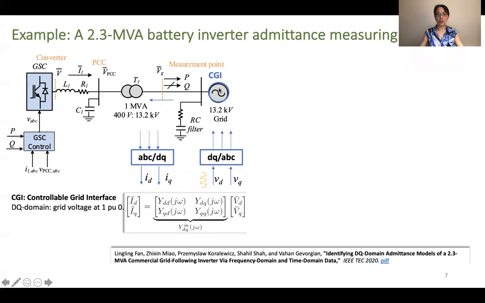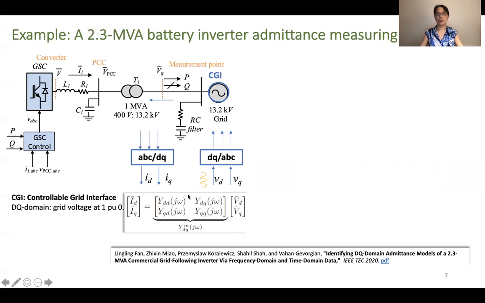For three-phase voltage, we usually use DQ to ABC, and for current, also ABC to DQ. Essentially, you can see the voltage and current are expressed by a matrix relationship. This is called DQ admittance. It's a 2x2 admittance. At every frequency point, you can see there is a value here, or matrix here.